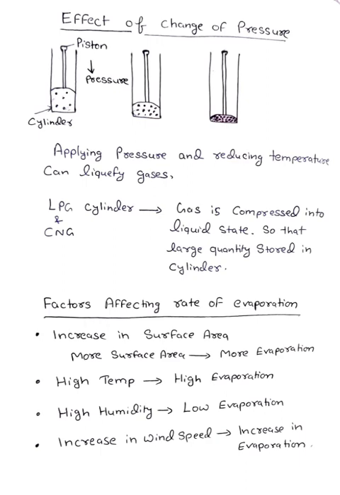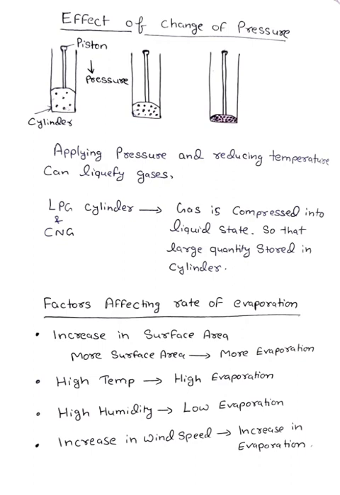If we increase the surface area, more surface area leads to more evaporation. High temperature leads to high evaporation. High humidity leads to low evaporation. Why is it so? Because humid air has very little space between its particles, as the space in humid air is already occupied by the particles of water, which leaves very little space available for the evaporated particles.